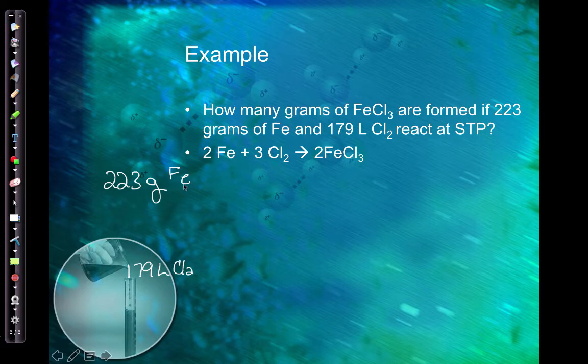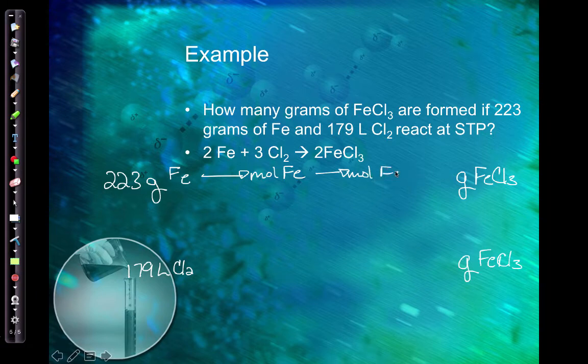So if I want to go to grams of iron chloride, well, I can't just pick one and do that. I have to know which one makes the smaller amount. So I'm going to go to grams of the product for both of these, and then pick the smallest amount after I calculate it. So if I want to go from grams of this to grams of this, I have to go through the mole. So I need to get the moles of what I have. Then I can go to moles of what I want. Then I can go to my grams.